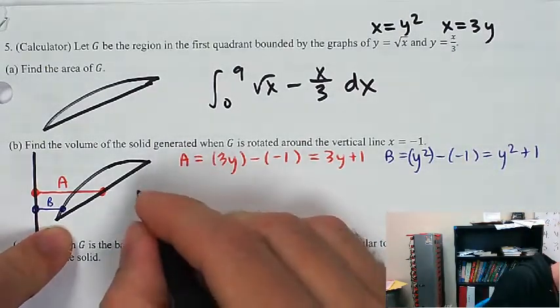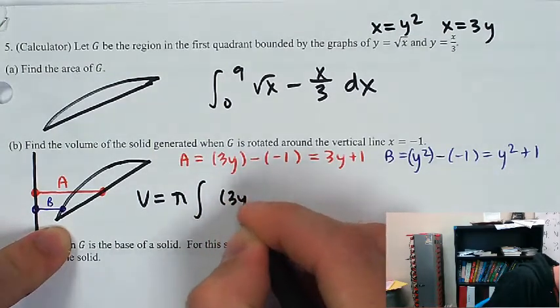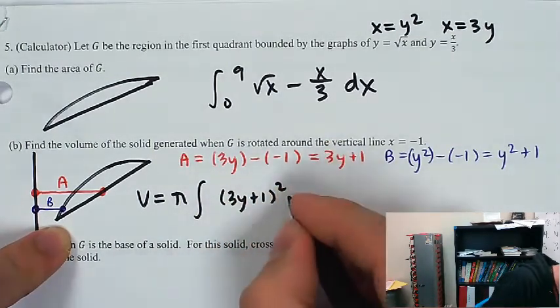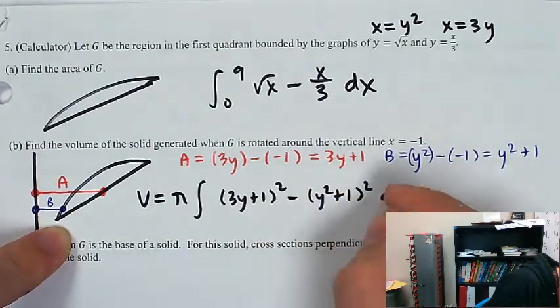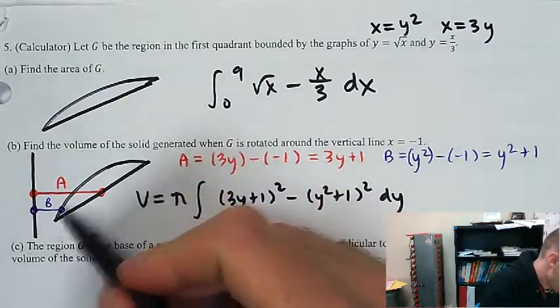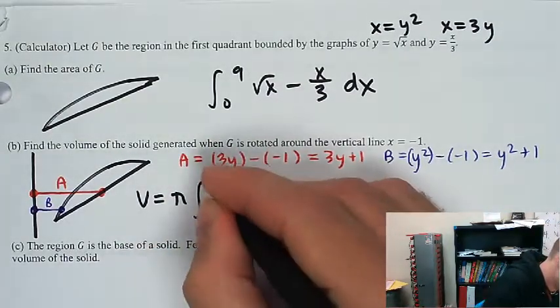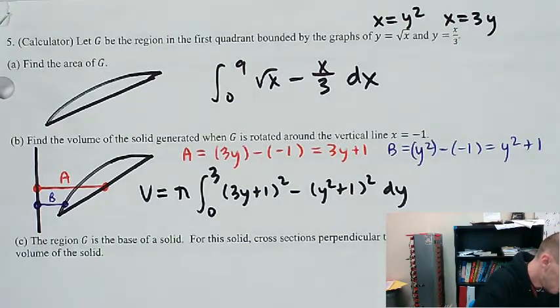Okay. So the volume is going to be pi times the integral of 3y plus 1 squared minus y squared plus 1 squared dy. And y is going to go from 0 up to 3. All right.